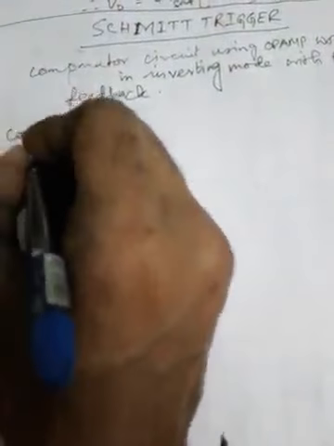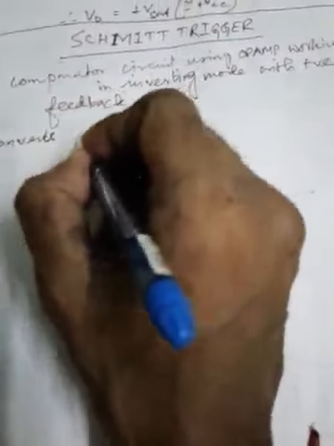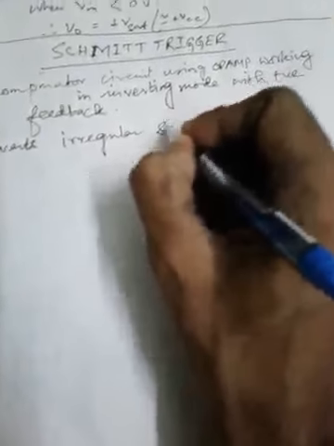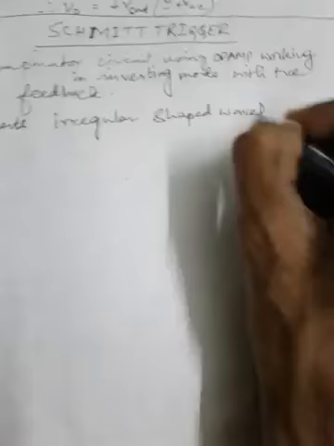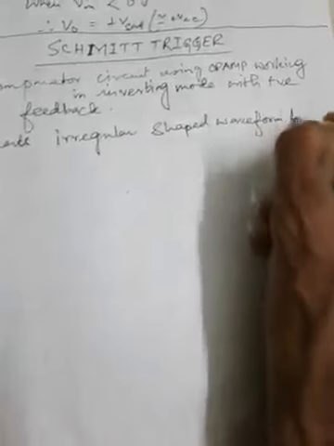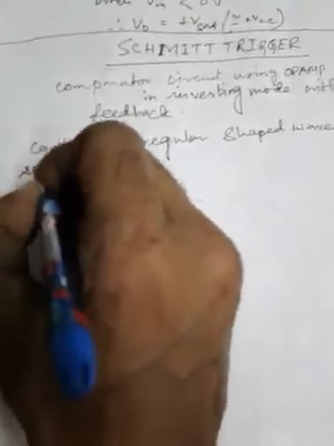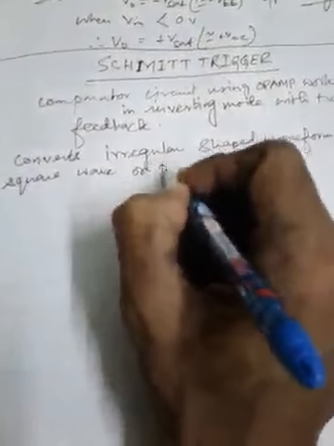So it converts irregular shaped waveform to a square wave or pulse.